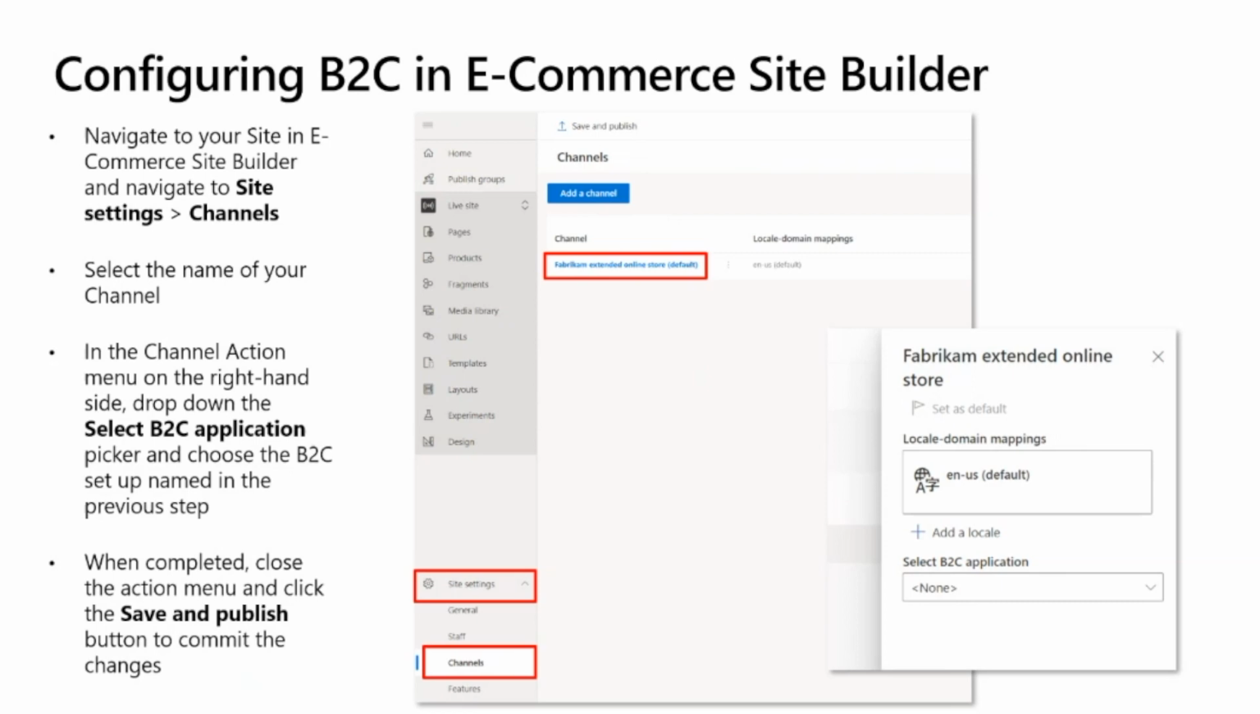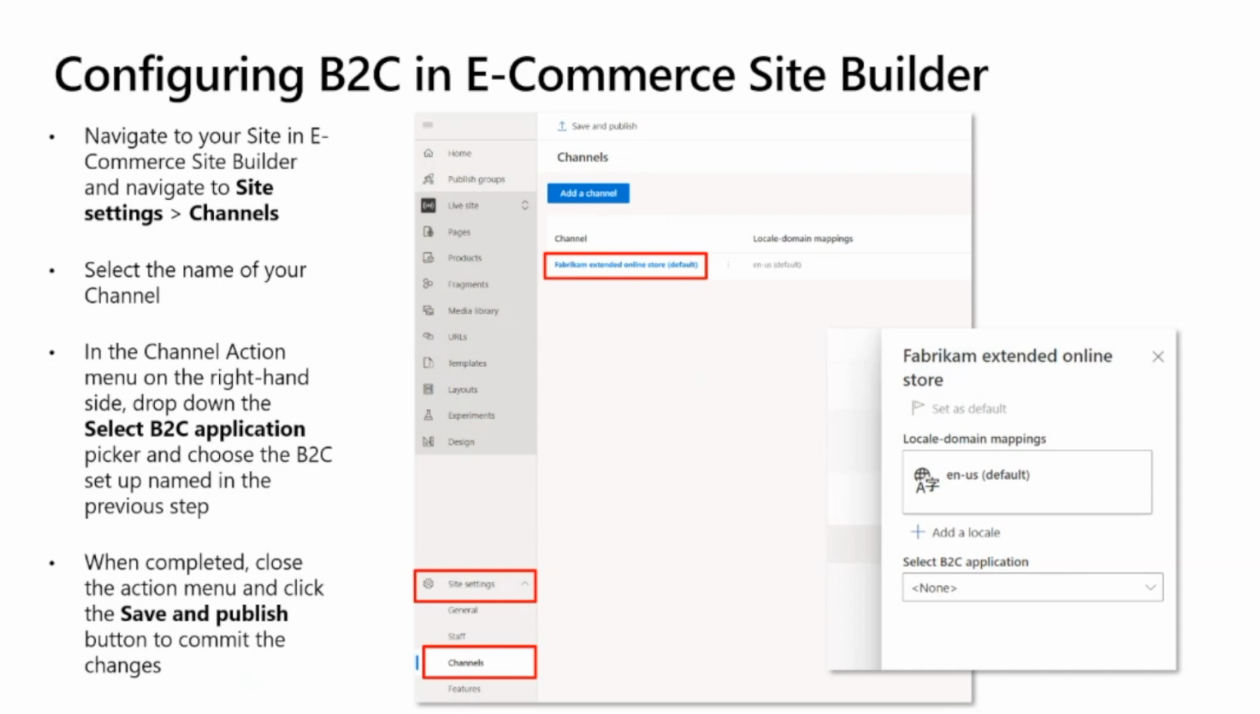You'll get an action menu again on the right-hand side once you click into the name of the channel that you're affecting. And as you click into that name and see the action, you'll see the Select B2C Application dropdown. And that, when dropped down, will show you the name that you chose when you set up the configuration in the previous step. So select that name, hit OK, or close the action menu, and then hit Save and Publish.